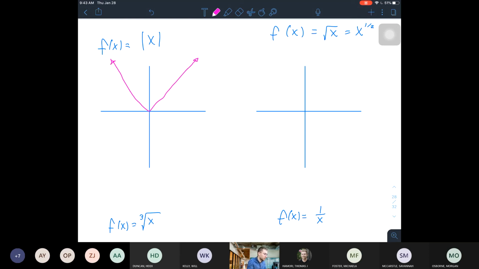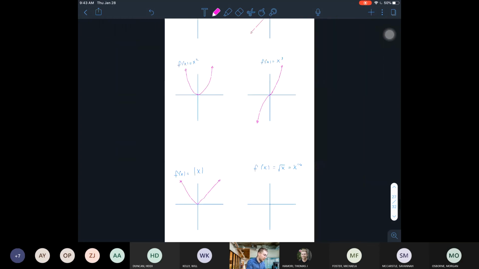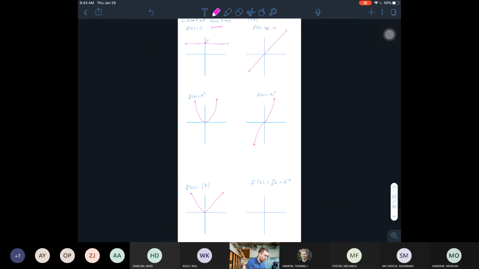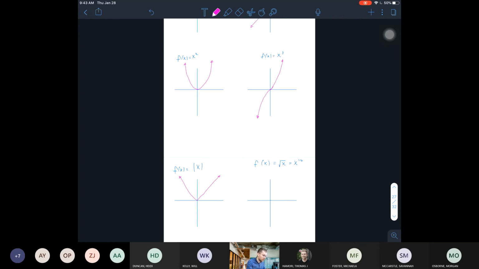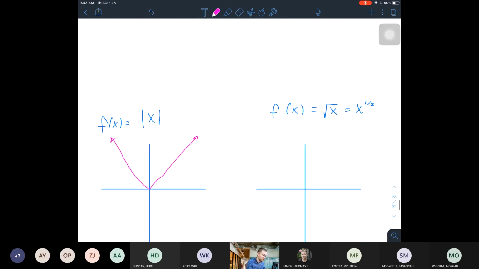Right? It's basically just the line that we drew earlier, except instead of being symmetric about the origin, we make it symmetric about the y-axis.